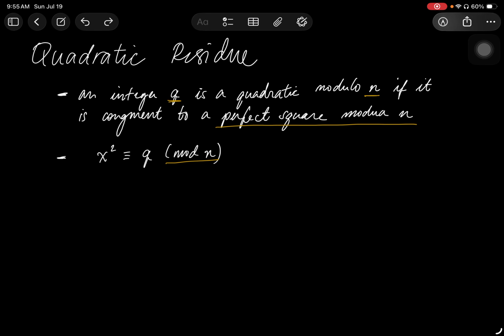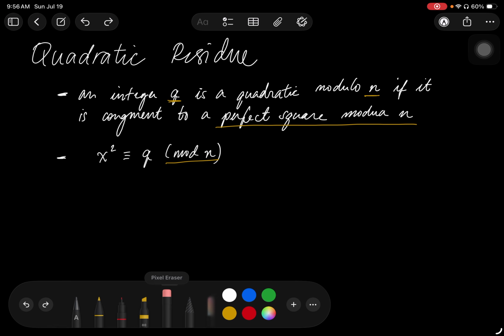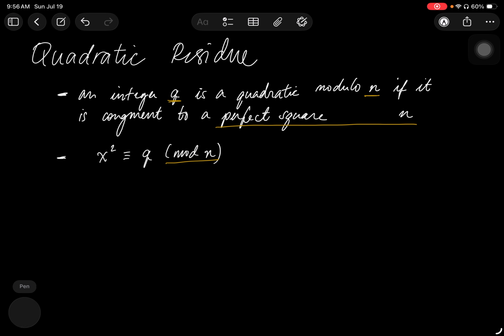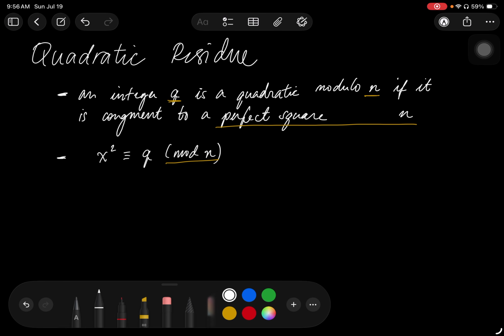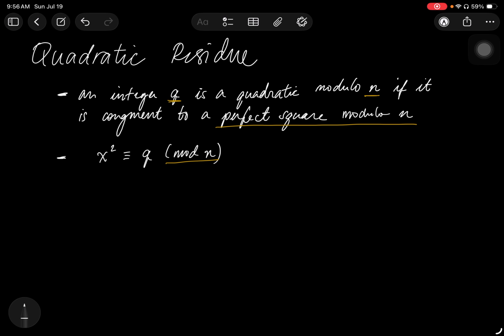Okay, so hello everyone. For this video, we will be discussing quadratic residue. Given an integer q, we say it is a quadratic residue modulo n if it is congruent to a perfect square modulo n. So the equation is x squared congruent to q mod n.